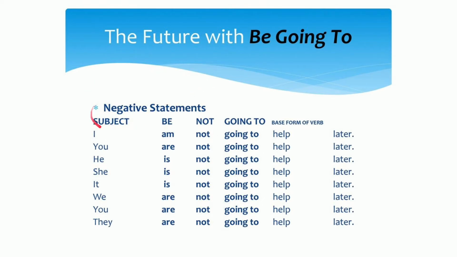The negative statements. Just now we have seen the affirmative sentences, the positive statements. Now we look at the negative statements. Negative statements are all with not. I am not going to help later. You are not going to help later. He is not going to help. She is not going to help. It is not going to help. We are not going to help. They are not going to help later. The negative statements are all with not.